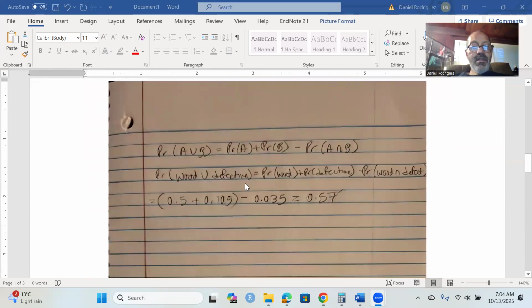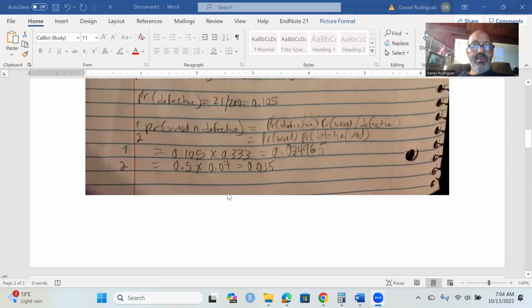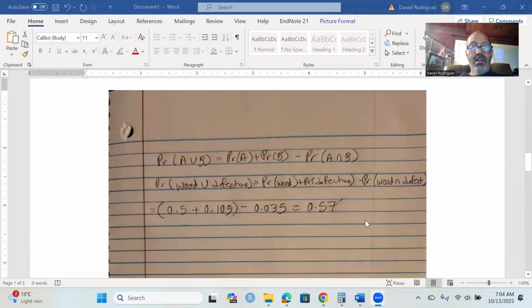Now, the problem was that the answer the instructor gave was 0.57. But the question given was what's the probability of being wood and defective? So that answer would have been 0.035. So something is wrong there. So let's look at the probability of being wood or defective. This is using the addition rule of probability. There are all these different rules you have to know: addition rule, multiplication rule, the rule of complementary events, etc.